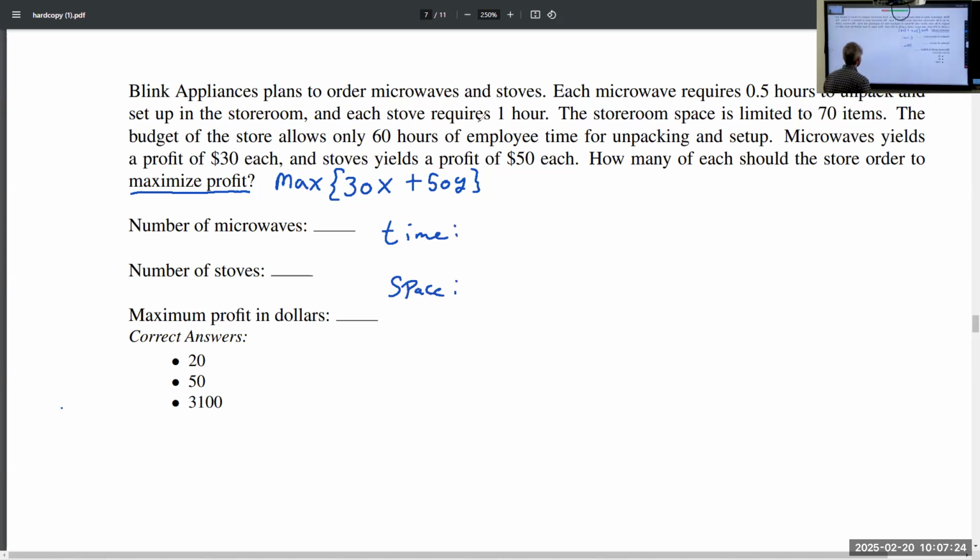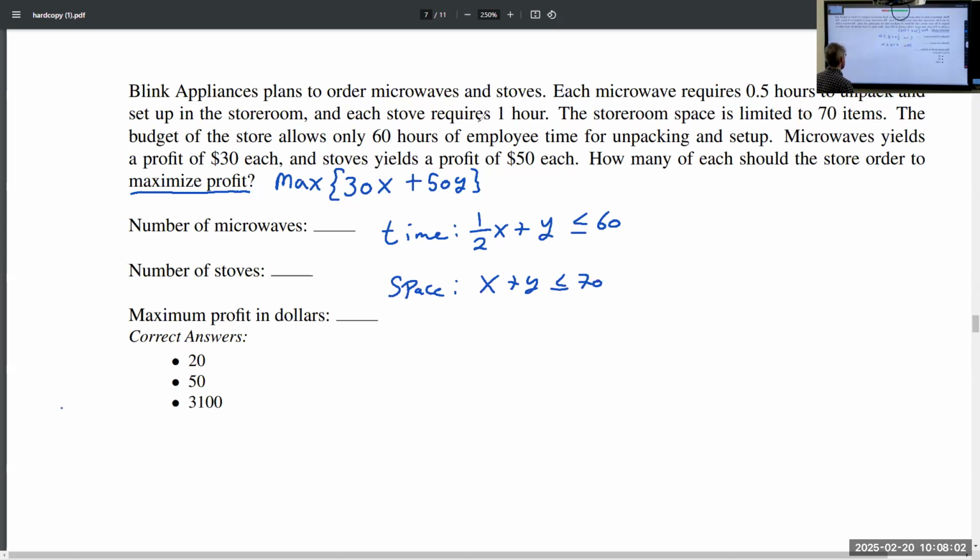For time, I have a half hour for microwaves. And for the stove, it was 1 hour. And I only have 60 hours. And for the space, I only have space for 70 items. So that would be the time and space inequalities.